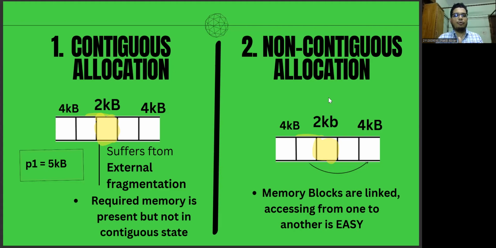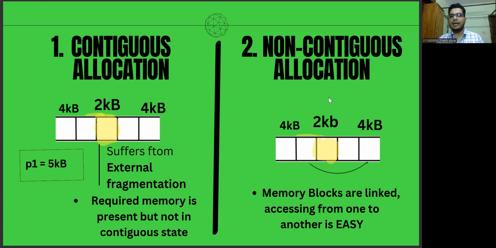But there are 4 KB and 4 KB remaining. So 5 KB should have been allocated, but it cannot get allocated because the 4 KB and 4 KB are not contiguous. There is an obstacle of 2 KB. Because of this, it is suffering from external fragmentation. This is external fragmentation because the required memory is present, but not in a contiguous state, not in the neighboring state. There is an obstacle. There are some processes allocated on the way in the memory.